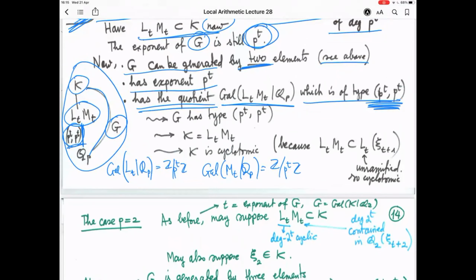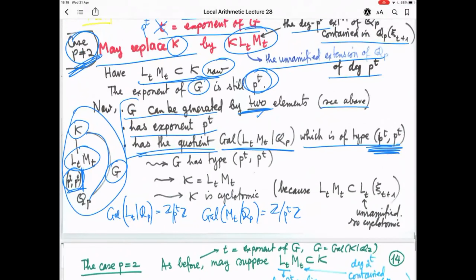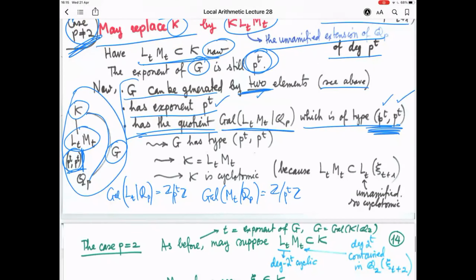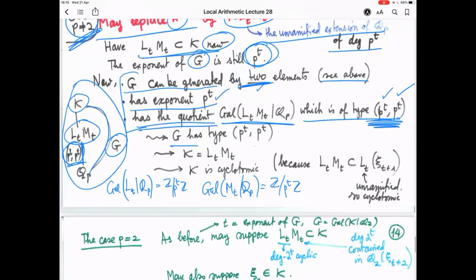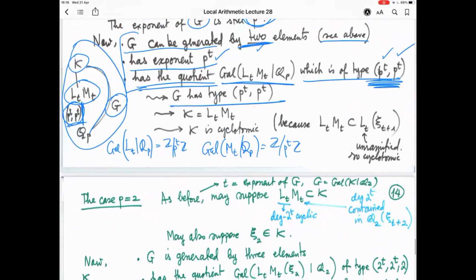Now, if you have a commutative group G which has these 3 properties, it's generated by 2 elements, it has exponent p^t, and it has a quotient which is of type (p^t, p^t), then of course G itself has to be of type (p^t, p^t). By the structure theorem of commutative groups, you just think about it, and you immediately get this conclusion. Now, if G itself is of this type, then K will have to be equal to L_t M_t, and therefore K is cyclotomic because L_t M_t is cyclotomic. That we have seen several times.